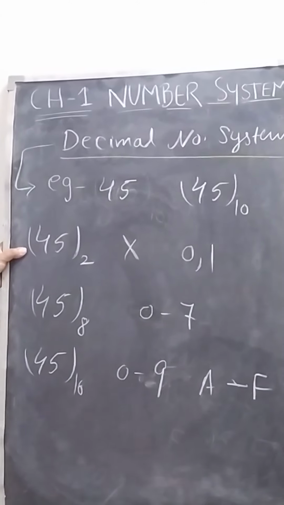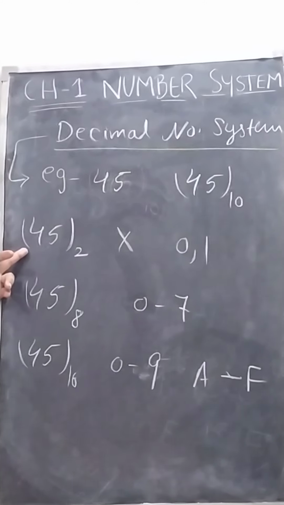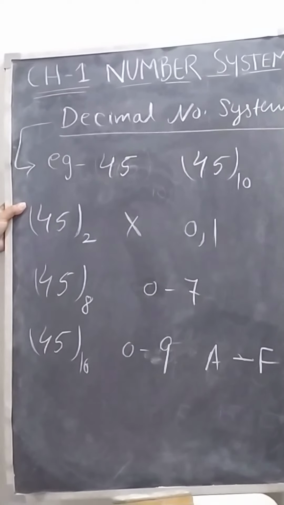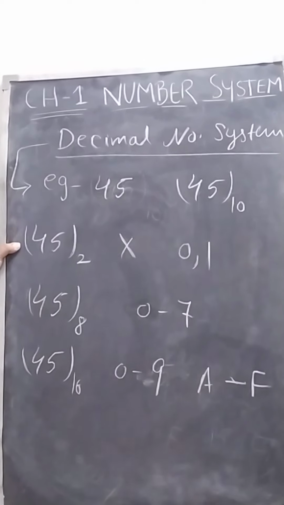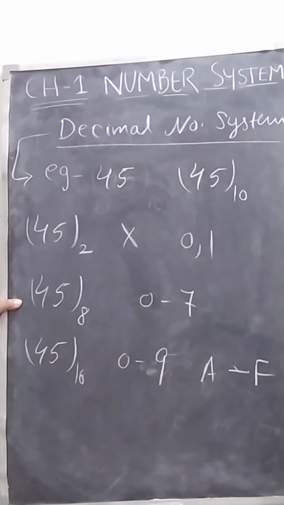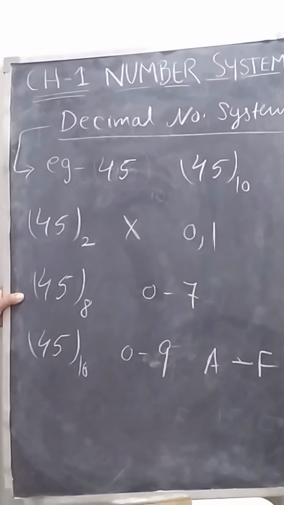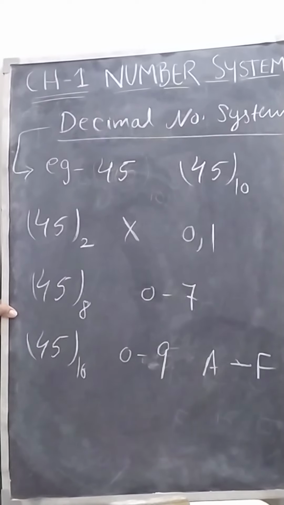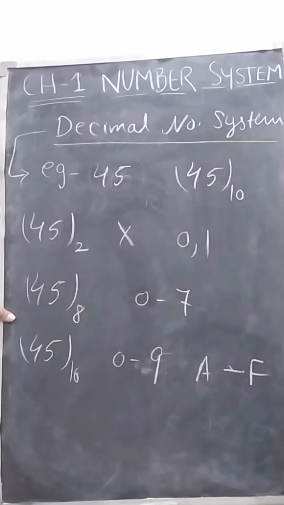Similarly, can you say that this 45 belongs to the binary number system? No, this is wrong, because binary number system consists of 2 digits only, 0 and 1. So this is not a binary number system number. Similarly, 45 can belong to octal number system because it consists of digits 0 to 7, but this is not 45 in octal number system. This is the value of some different number.